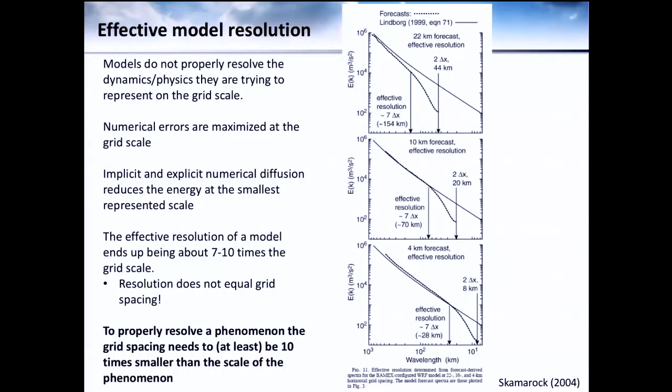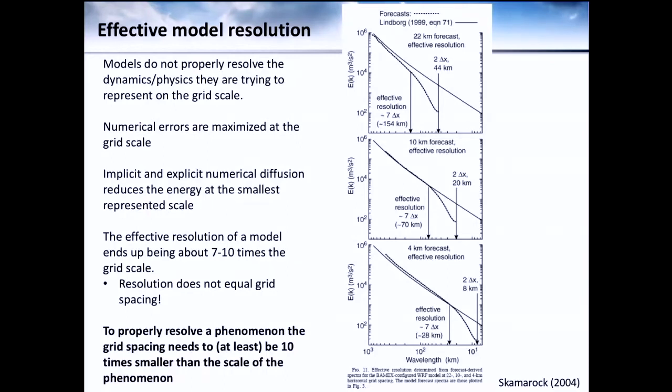So here's the example. Different grid spacing of the WRF model: 22 kilometre grid spacing, 10 kilometre grid spacing, and 4 kilometre grid spacing. And what's shown here is a spectral representation of the energy. Who's seen a power spectrum before? Okay, most of you. So what we have here is wavelength along the x-axis. And wavelength is actually getting smaller because this is plotted as inverse wave number.